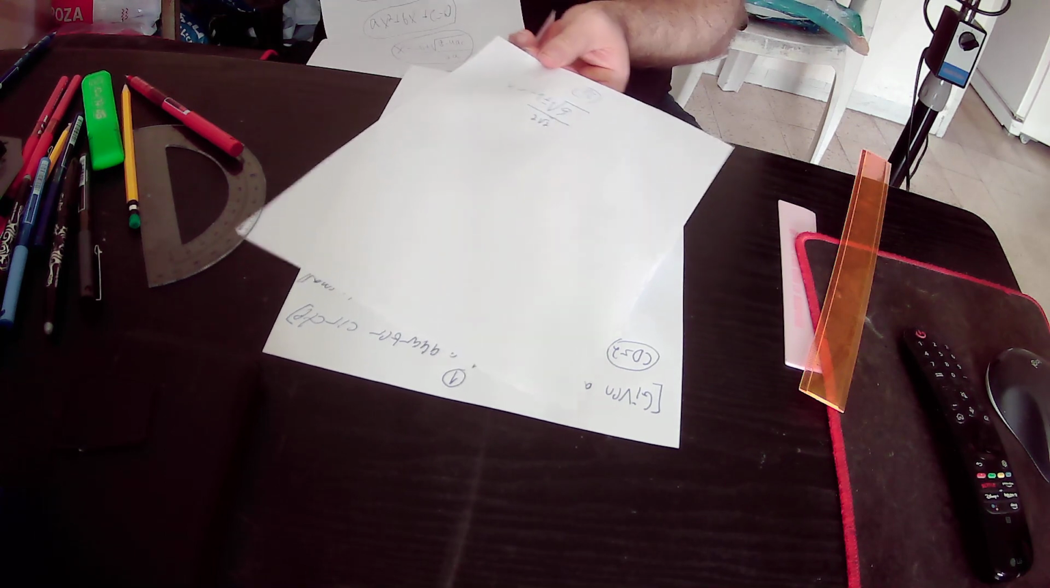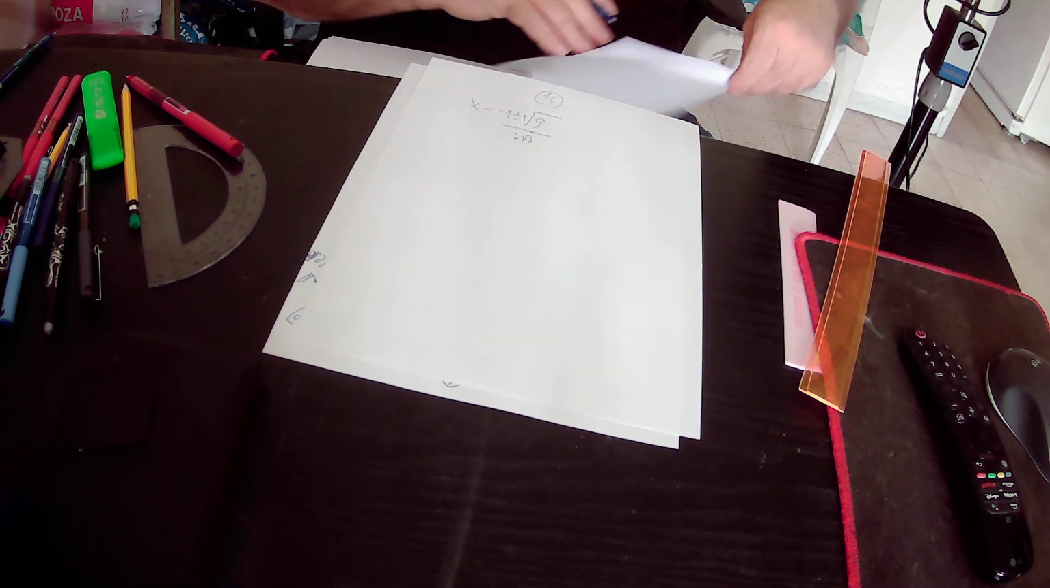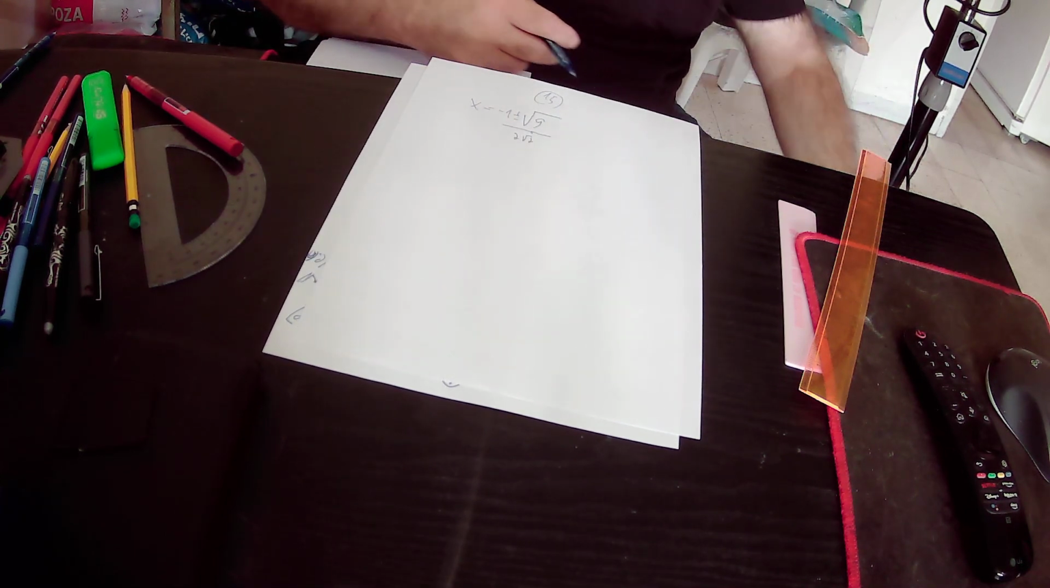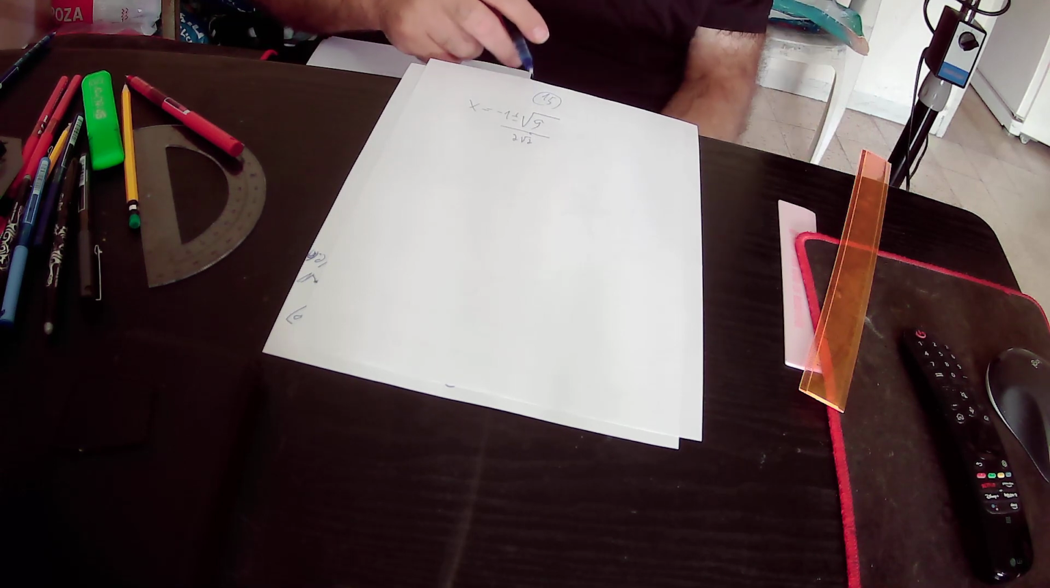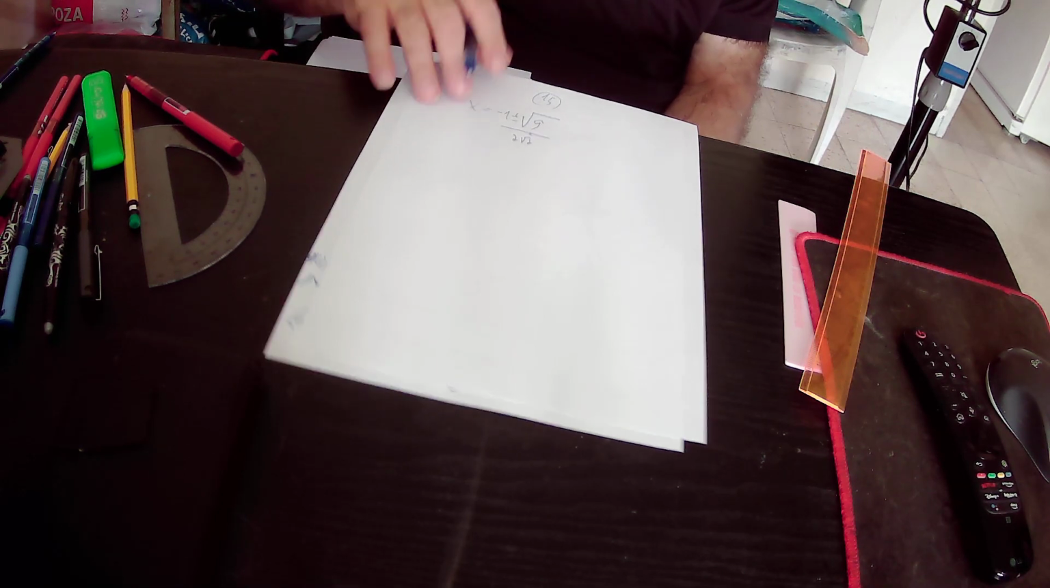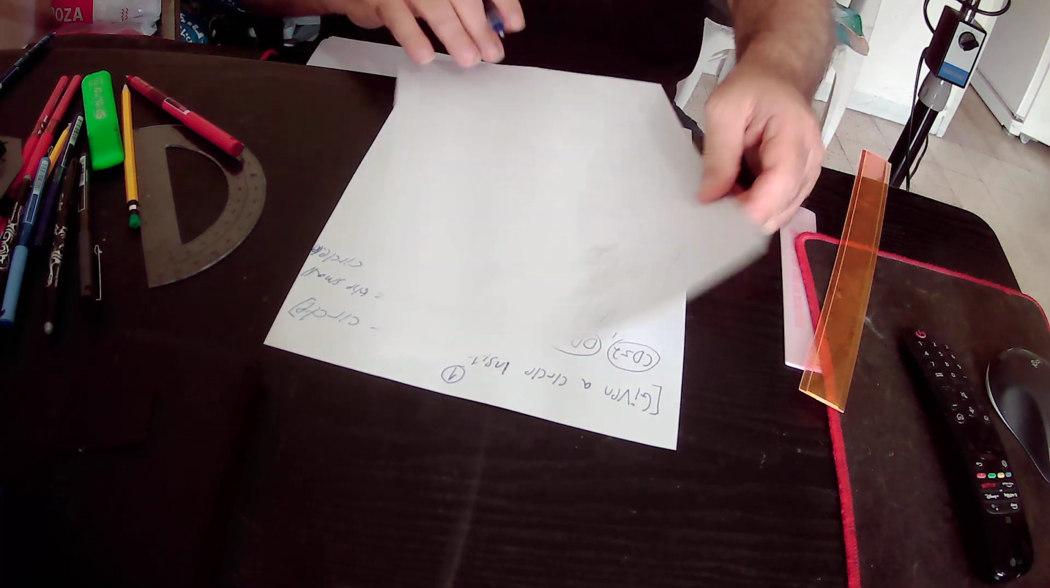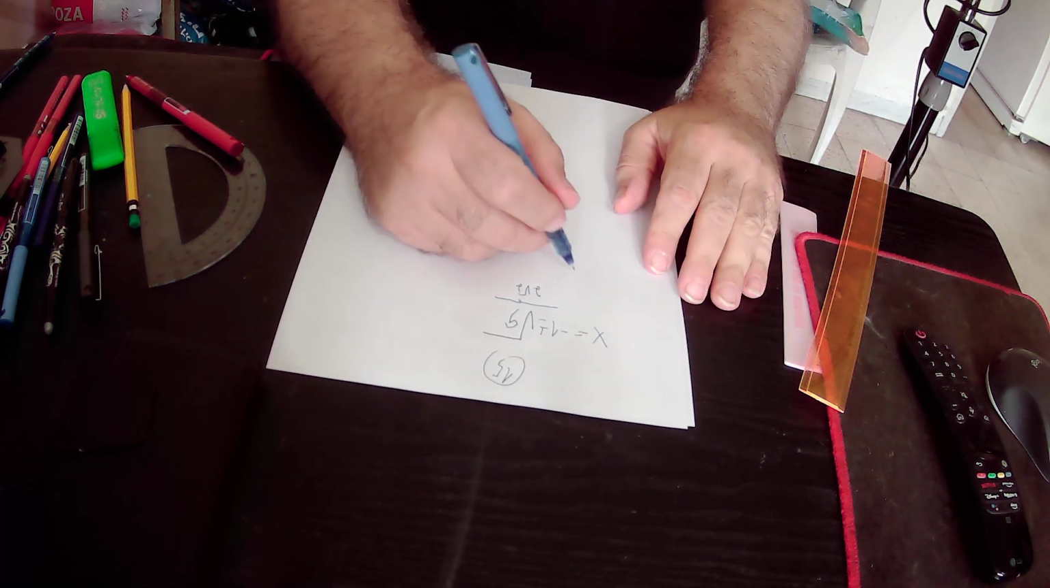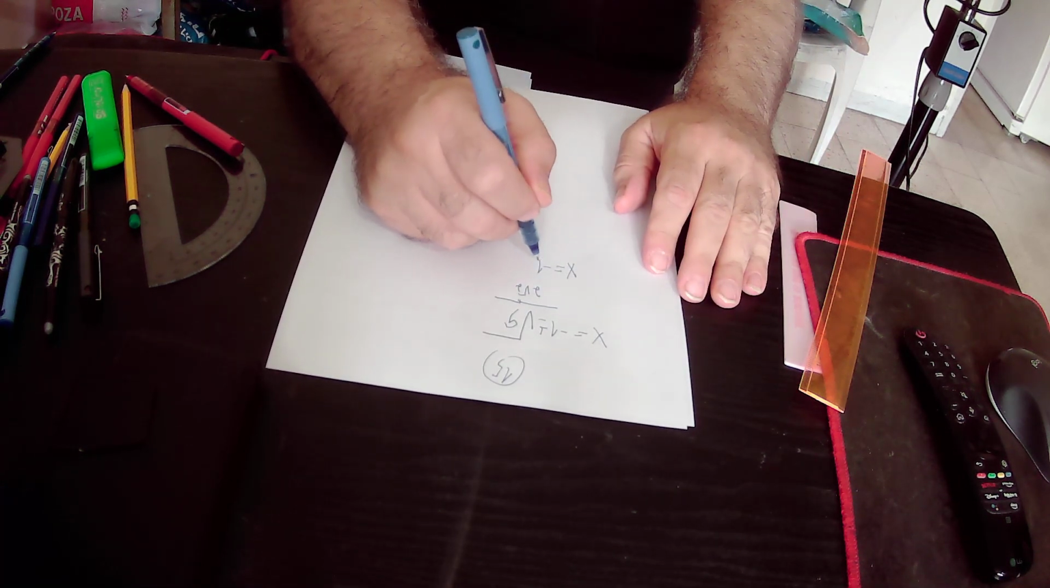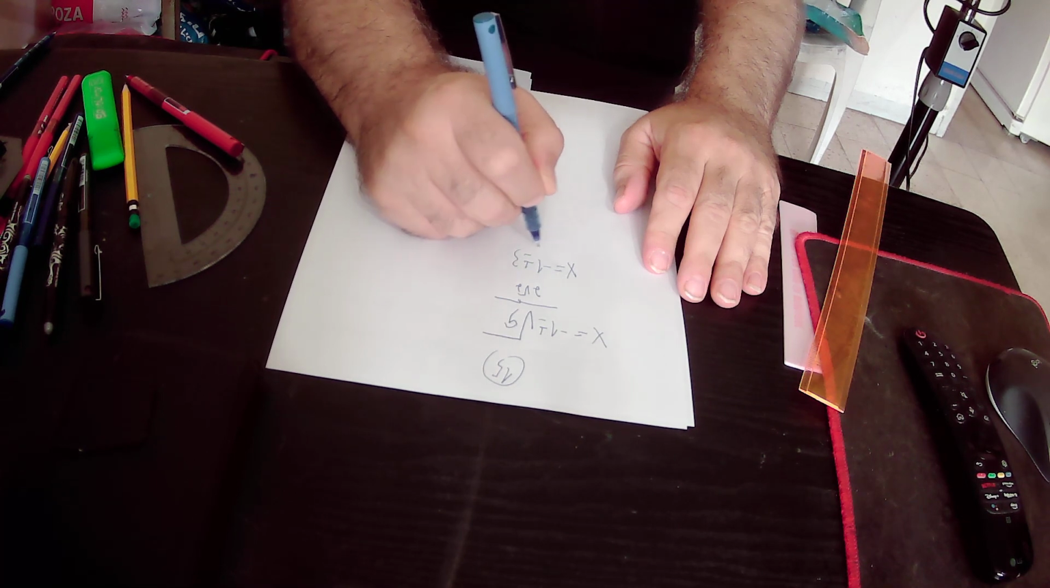So we got this. So here the root of 9 is 3. So I write it down: x equals minus 1 plus minus 3 over 2 times root 2.